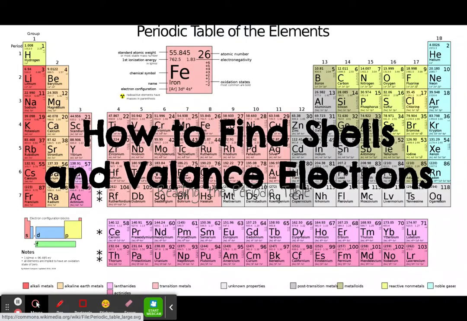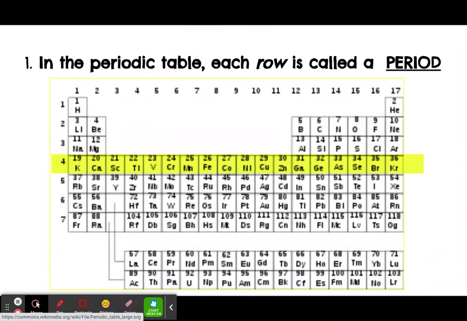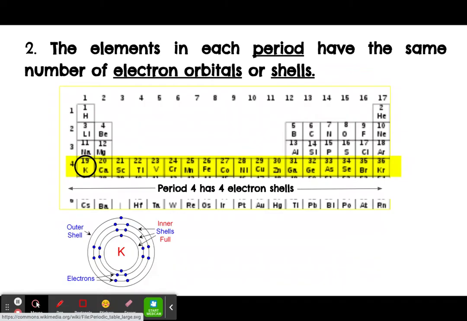How to find shells and valence electrons. Number 1, in the periodic table, each row is called a period. You can see a row goes across from left to right, and it's highlighted here in yellow. Number 2, the elements in each period have the same number of electron orbitals or shells.